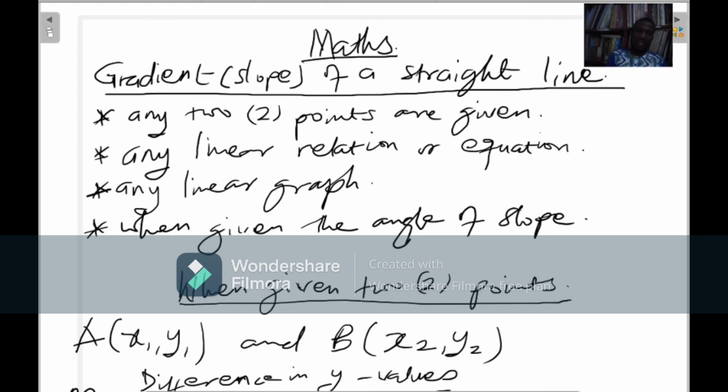Then we are saying that we can also find the gradient from a linear graph, meaning that the line has been plotted in a Cartesian plane for us to find the gradient. We simply go ahead and locate any 2 points on the line, and then use the formula when 2 points are given. And then the last thing we spoke about is when we are given the angle between our line and the positive x-axis, we take tan of the angle, and that gives us the gradient.